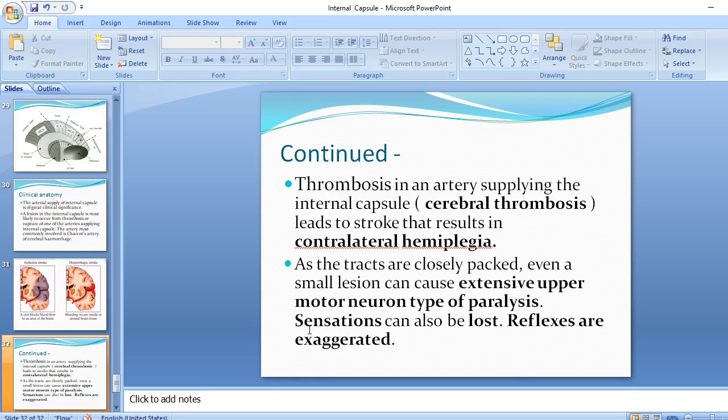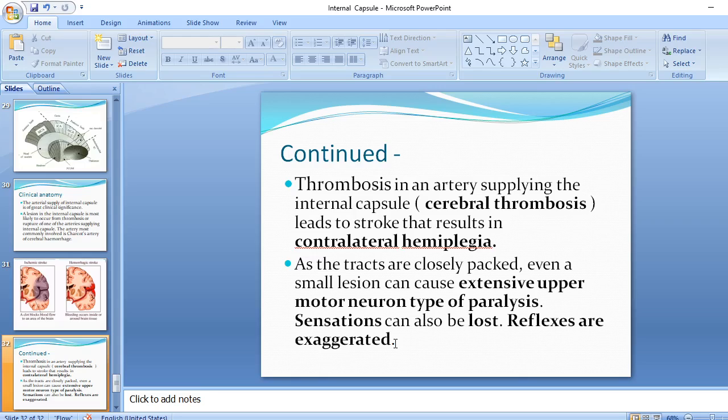Not only the motor fibers are involved, sensations are also lost in the area supplied, and the reflexes are exaggerated. So the various jerks, various spinal cord reflexes, are exaggerated because the control of the higher centers is lost. So the spinal cord acts on its own, and because of that, there is overshooting of the reflexes.